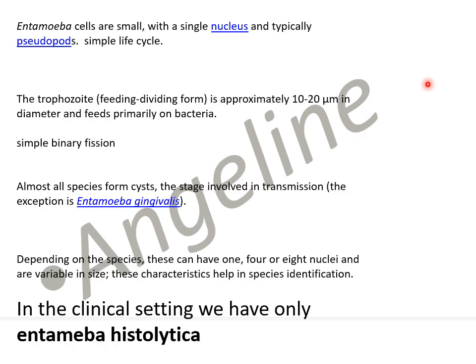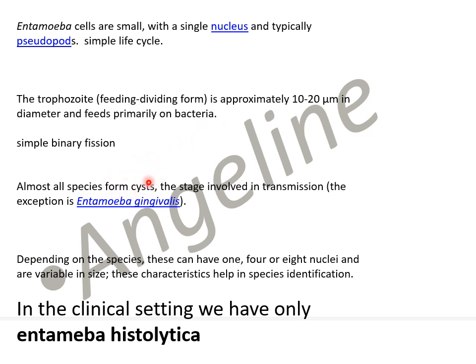These Entamoeba cells are small with a single nucleus. That's why you call it a eukaryote. And typical pseudopods. And it has a very simple life cycle. It does not have to go and find maturity or have a sexual cycle in some other organism. The trophozoite, which is the feeding and dividing form, is 10 to 20 micron and feeds primarily on bacteria. It has a simple binary fission.